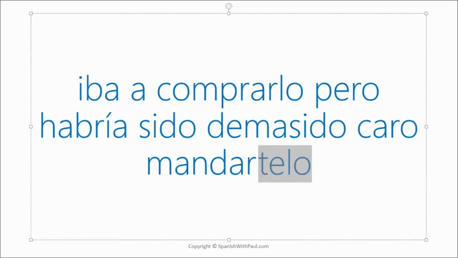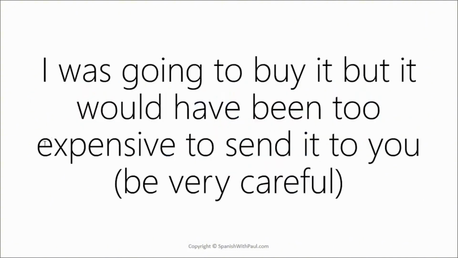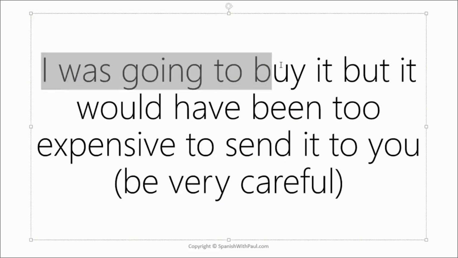Remember, we have 4 choices. We have me lo, te lo, se lo, and nos lo for this it to you, it to me, it to them, it to us, or it to him and it to her. All of these things, we hook these double pronouns together. So to send it, right, or just to send, mandar, and then the te lo, it to you. So once again, I was going to buy it, but it would have been too expensive to send it to you.